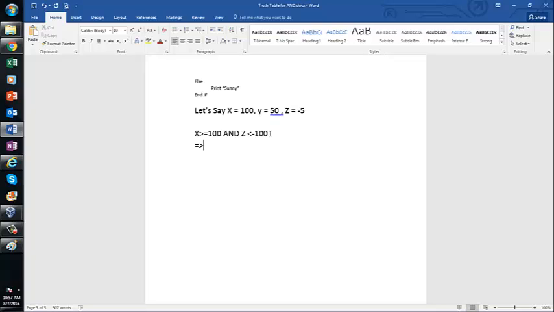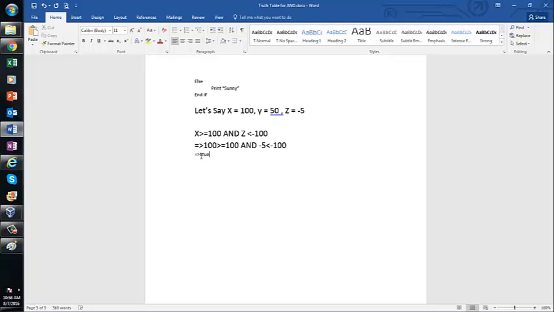So what is the value of x? 100 greater than or equal to 100. That's true, because it says greater than or equal to. Take a look at the screen, everyone. We are saying 100 greater than or equal to 100. So it is not greater than, but it is equal to 100. So it's true, this side is coming true.